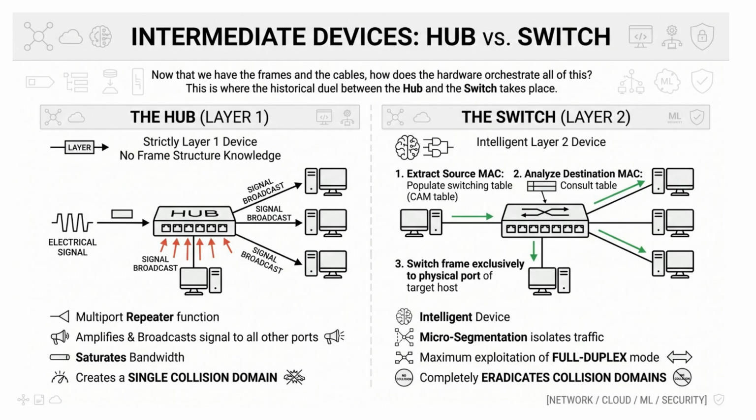The switch is an intelligent Layer 2 device. Upon receiving the first few bytes, it extracts the source MAC address to populate its switching table, known as the CAM table. It then analyzes the destination MAC address, consults its table, and switches the frame exclusively to the physical port where the target host is located. This microsegmentation isolates traffic and allows for the maximum exploitation of full duplex mode, completely eradicating collision domains.